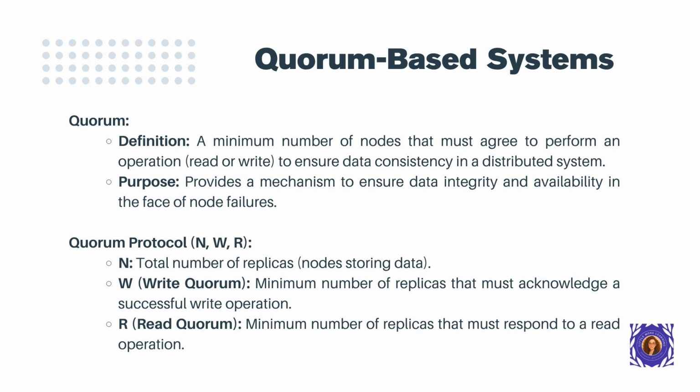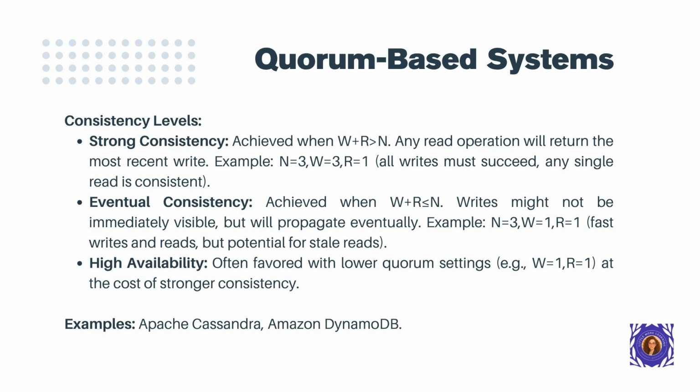R, read quorum, is the minimum number of replicas that must respond to a read operation for the read to be considered successful. The system will then compare the versions received from these R replicas and return the most recent consistent version. The relationship between these three values, N, W, R, directly determines the level of consistency your system provides. Strong consistency is typically achieved when the sum of your write quorum and read quorum is greater than the total number of replicas, W + R > N.